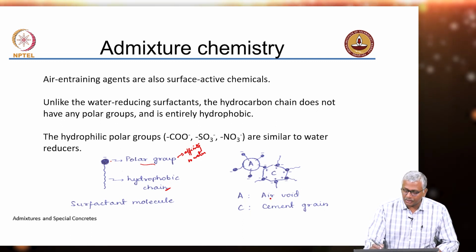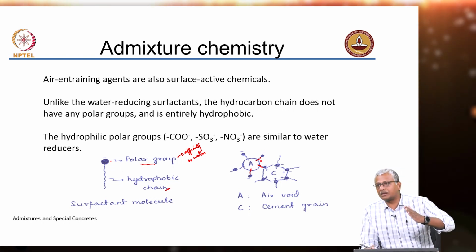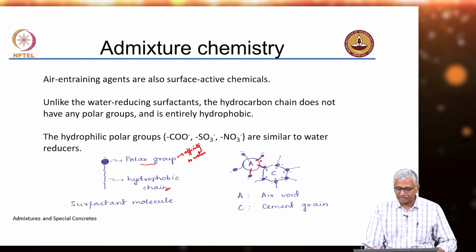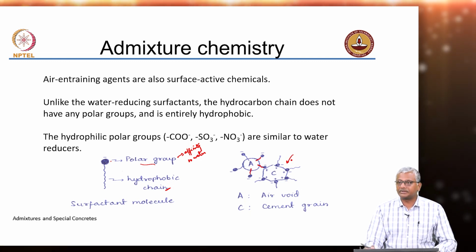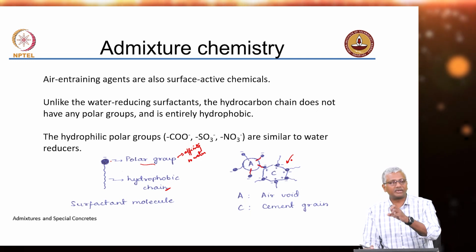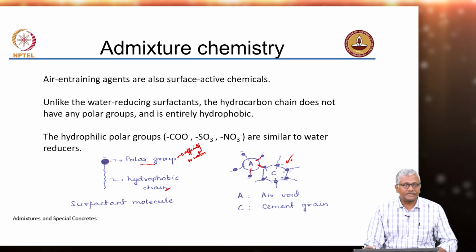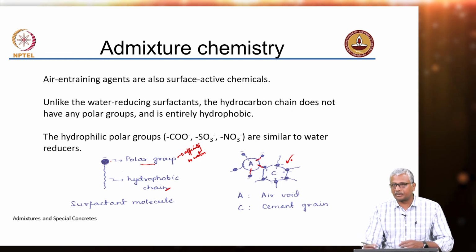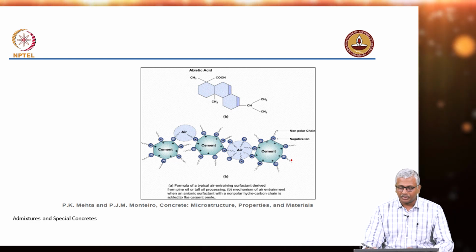So, a general scenario is these hydrophobic chains are stabilizing the air bubble, whereas the polar group is oriented outwards, lowering the surface tension of the water and making the air bubble stable. And because the negative polar group also gets attracted to the positively charged cement particle surfaces, there is some electrostatic repulsion also that leads to perhaps some water reduction to some extent. Improvement in workability happens. Again, another picture from the book by Mehta and Monteiro, essentially the same.